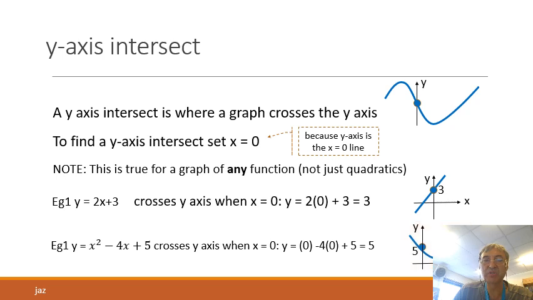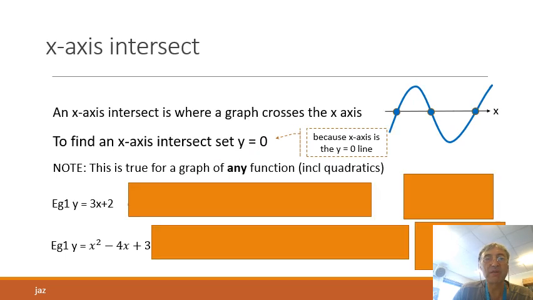You might be tempted to think, well, it's just the number at the end, the constant, the 3 and the 5, and it is the case with linear and quadratics, but later on we'll come on to trigonometry and exponentials where it won't be so easy. So the more general method is to realize you work out where a graph crosses the y-axis by replacing x by 0. Let's look at where a graph crosses the x-axis.